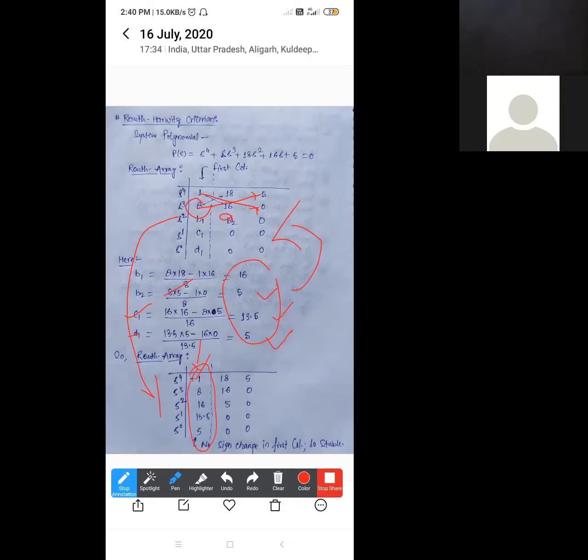Suppose another thing: if there is one sign change or two sign changes in the first column. If there are two sign changes in the first column, there will be two poles lying on the right half of the s plane and the system will be unstable. How is it possible? Suppose we have calculated the values of B1, B2, C1, D1, and suppose the value of C1 was minus 13.5.